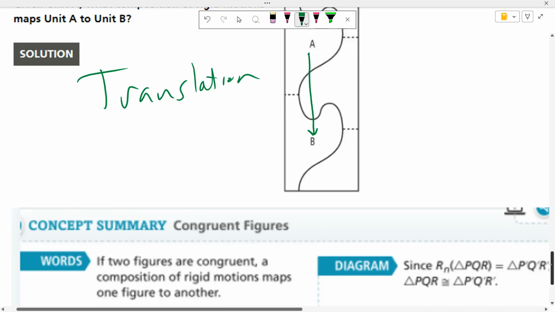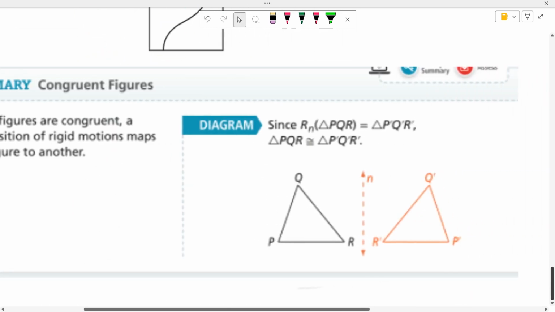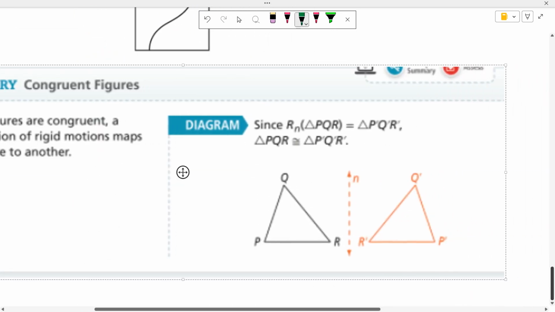Okay? So anytime things are congruent, they're rigid motions. This is a reflection. You could use a translation. You could use a rotation. You could use a combination of them called the composition of transformations.